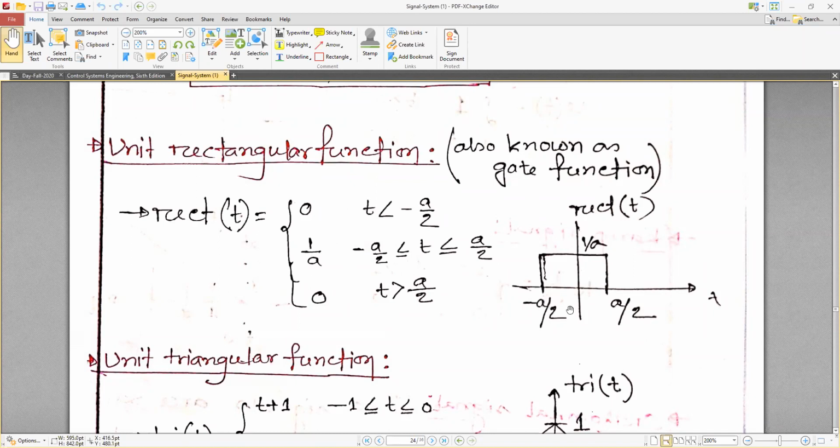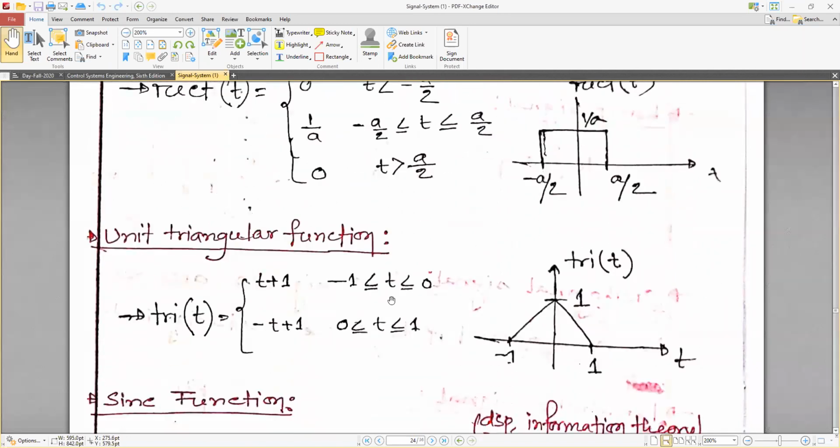Between minus a by 2 and a by 2, it is 1 by a. When t is less than minus a by 2, it is 0. When t is greater than a by 2, it is 0. But in between, it is 1 over a. That is the rectangular function.